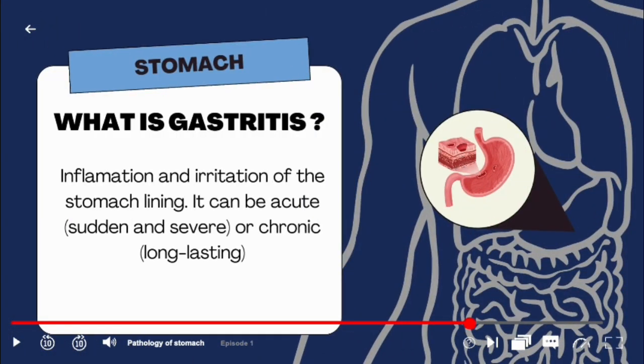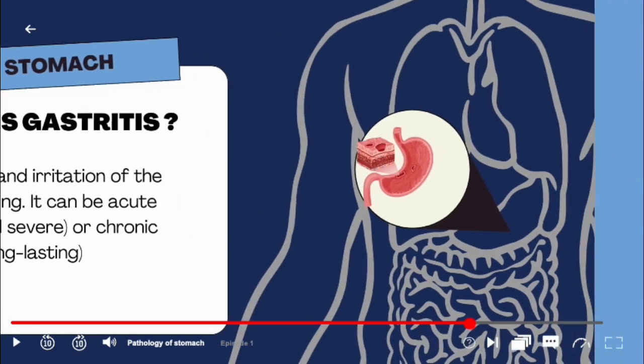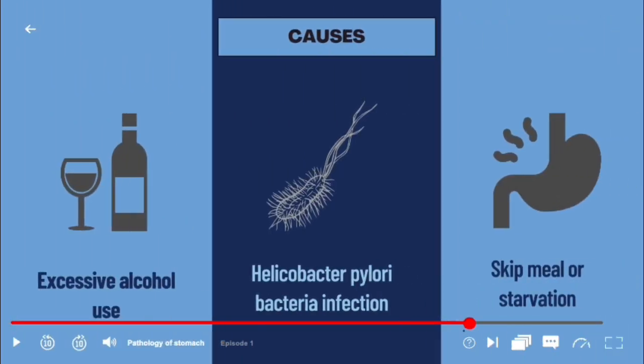When we think about stomach pathology, the first thing that comes to my mind is gastritis. Have you guys ever wondered what gastritis is? Gastritis is inflammation and irritation of the stomach lining. It can be acute, which is sudden and severe, or chronic, which is long lasting. Here are a few causes which can cause gastritis.